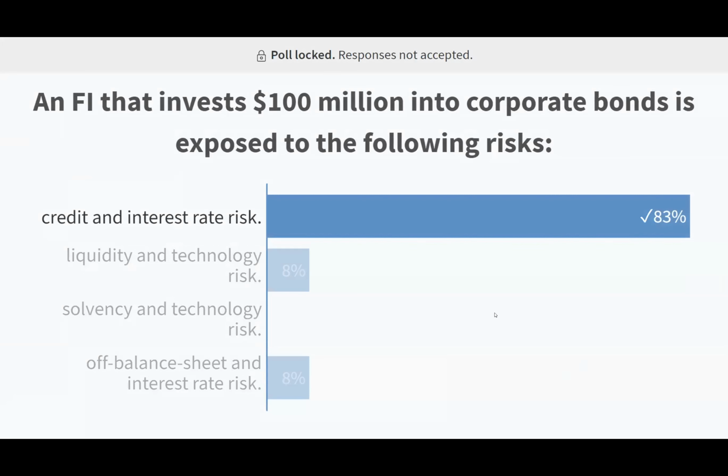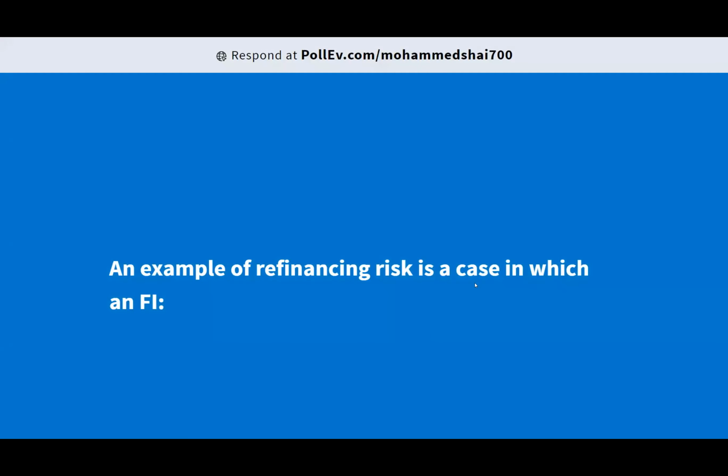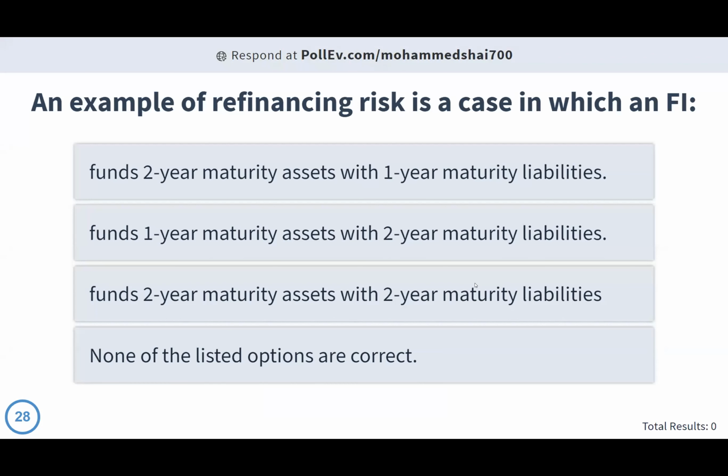83% get it. So when we have 100 million invested in corporate bonds, we are exposed to credit risk, which means the bond issuer may not pay us. And also, if there is a change in the interest rate in the market, the value of this bond may go down: if the interest rate increases, the market value will drop. This is why it is credit and interest rate risk. Liquidity and technology risk is not right. Solvency risk is not right. This is what we just talked about.